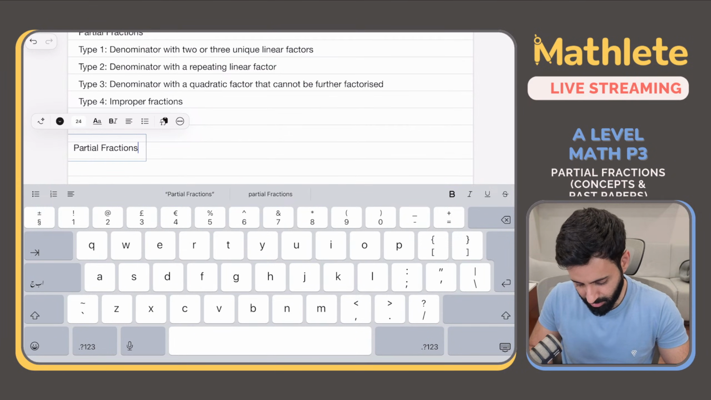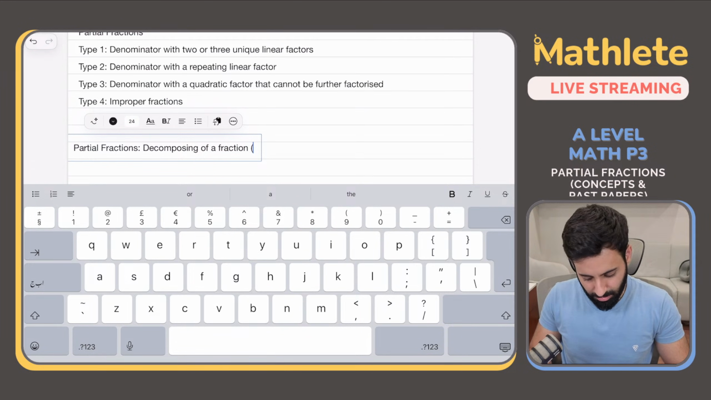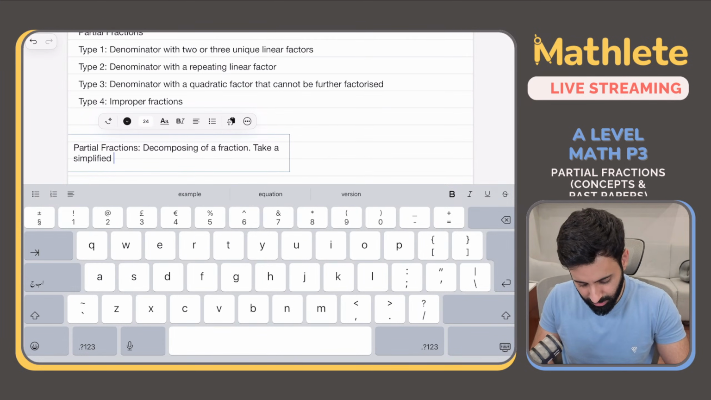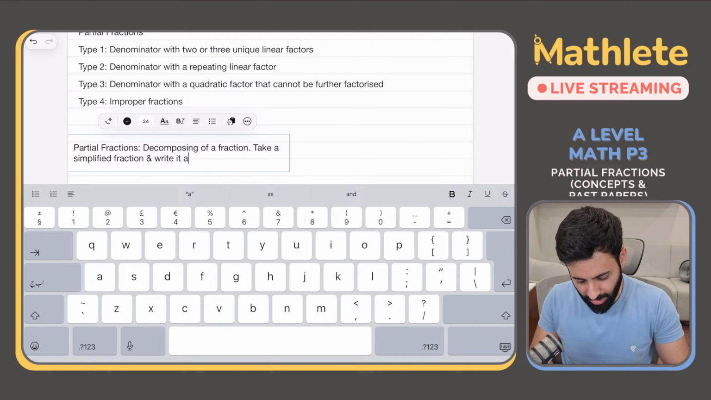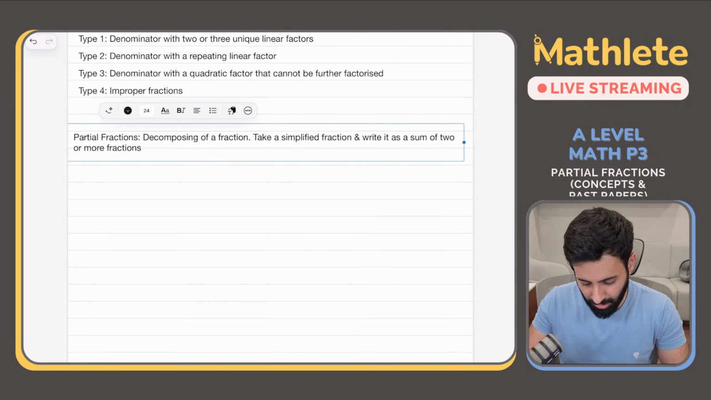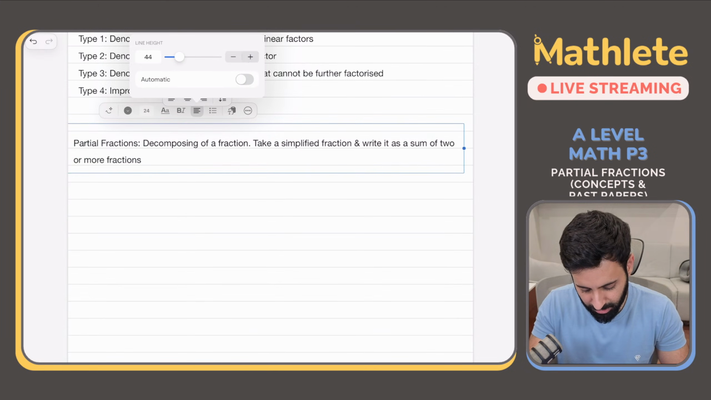Partial fractions. Okay? The purpose of partial fractions is basically, think of it this way, it is the decomposing of a fraction. Basically what you do is, you take a simplified fraction and write it as a sum of two or more fractions. Okay, this is what you do basically. You take a simplified fraction and you write it as a sum of two or more fractions. Okay, that's basically the purpose of partial fractions.